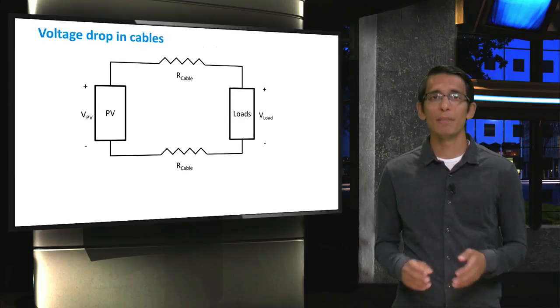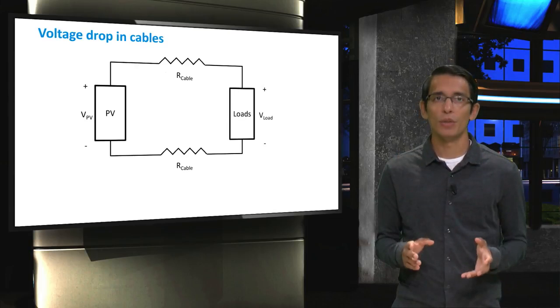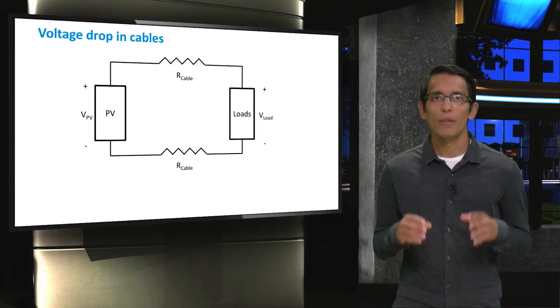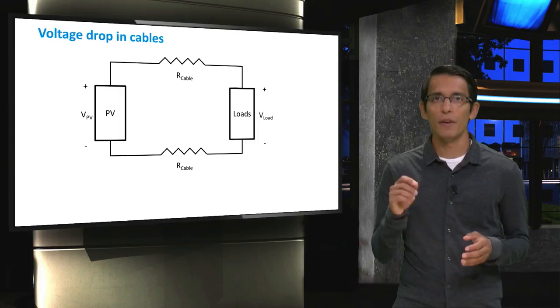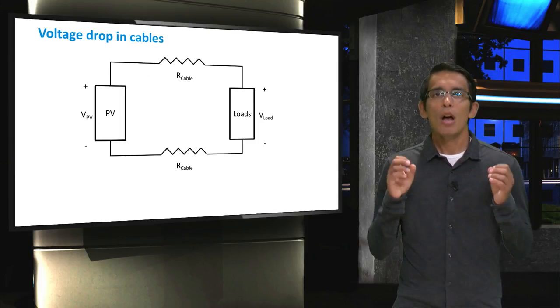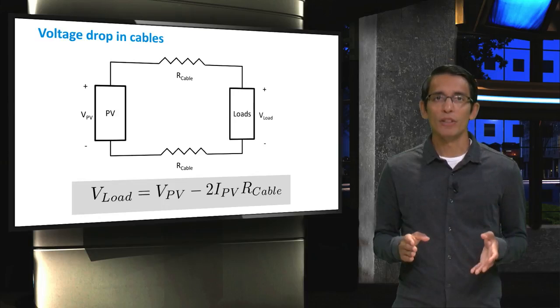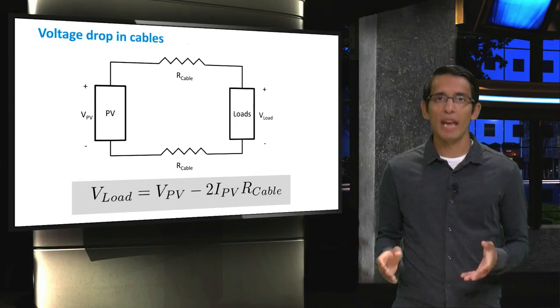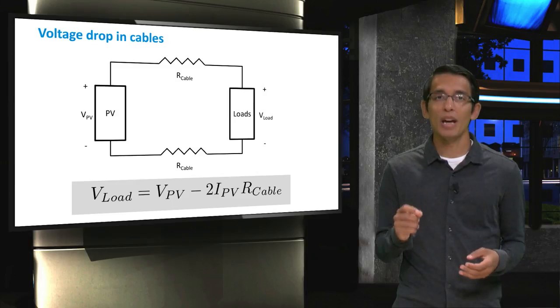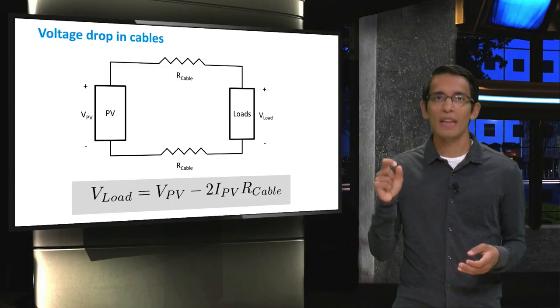So far we've discussed power loss in the cables, but that is not the only cost when using long cables. Voltage losses also need to be considered. Here we can simplify a PV module to a voltage source, and we can attach it to a load through two identical cables with a resistance of R_cable. Of course, there will be some current flowing through the cable. The voltage at the load will therefore be the PV voltage minus the voltage losses over the cables, which in this case is equal to 2 times I_PV times the cable resistance.